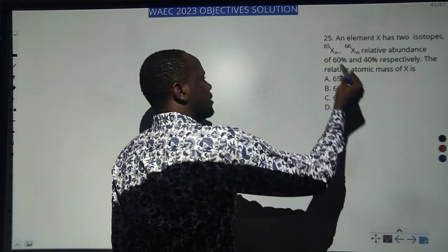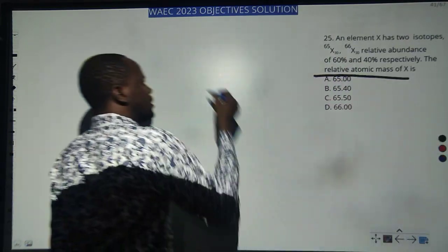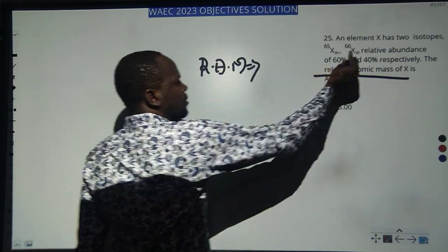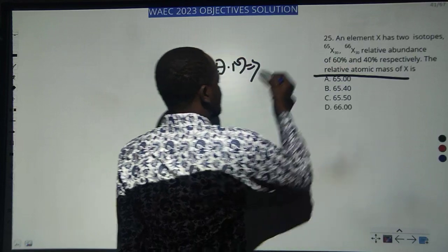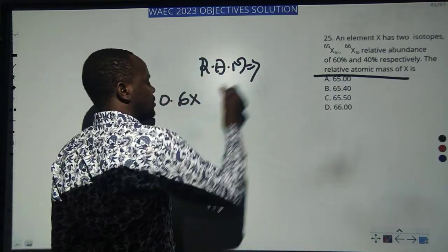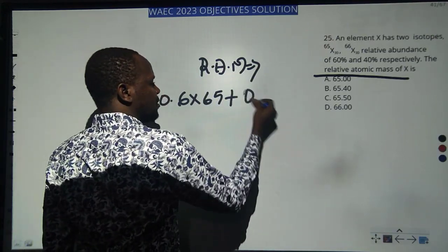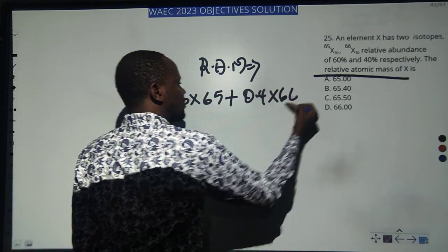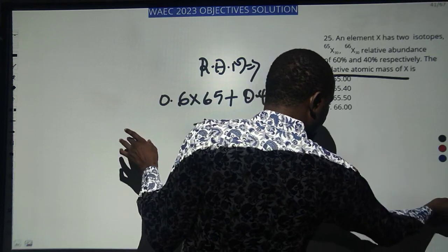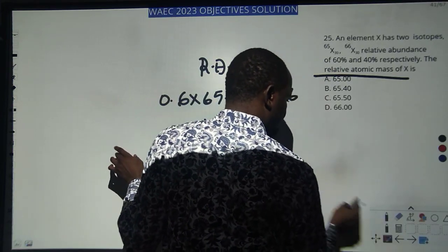This is a question of finding an isotope. You are looking for the relative atomic mass. So, directly a formula-based question, how many percent is this guy? 60%. 0.6 times molar mass is 65, plus the other guy is 40%, 0.4 times 66. This is the way we calculate from the experiment of mass spectrometer. So we can do that as well together so that we don't have issues.